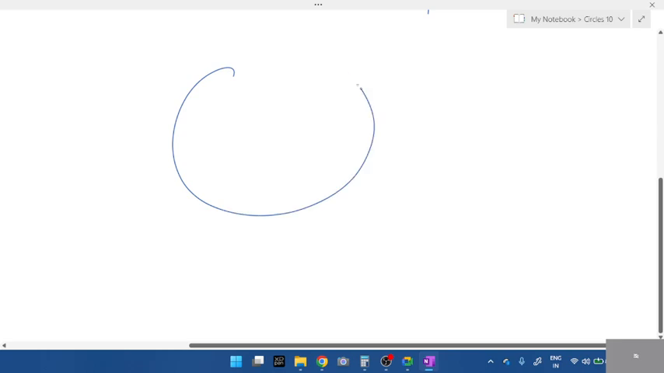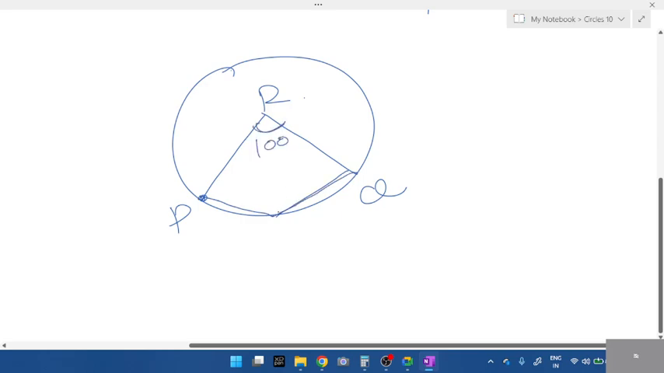Concentrate here. See, this is the center. P, Q, R. Okay. From here, if I join, students, this is on the circumference. If the angle formed is 100 here, on the circumference it is half. What is half of 100? Half is 50 degrees. If PRQ is 100, what will be the value of the reflex angle? 360 minus 100 is 260 degrees. This is the concept.